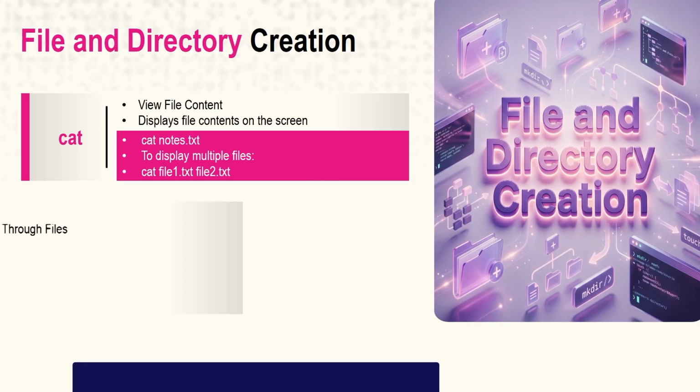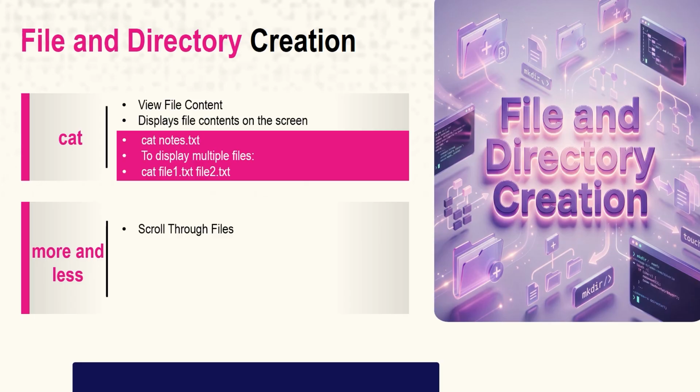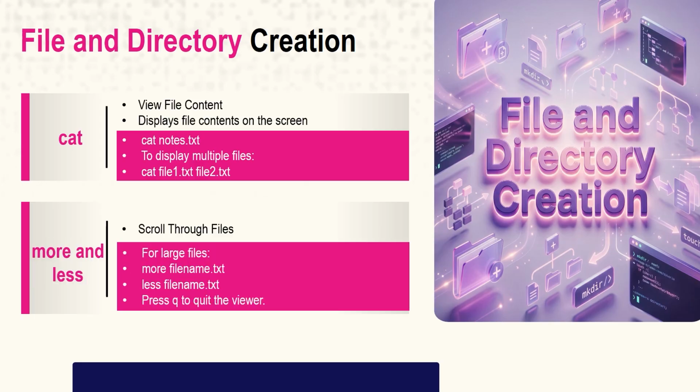Also, if the content is more and you want to scroll through the files, you have two options, more and less. For a larger file, you can run more filename. It will go in the forward direction only. If you want to go in the backward direction also, and forward, we have the command less filename.txt.